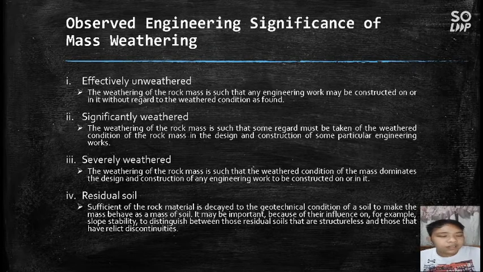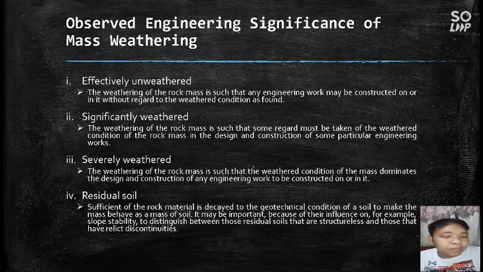So last is the residual soil, wherein enough of the rock material has decayed to the geotechnical condition of a soil to make the mass behave as a mass of soil. It may be important, because of their influence on, for example, slope stability, to distinguish between those residual soils that are structureless and those that have relic discontinuities.